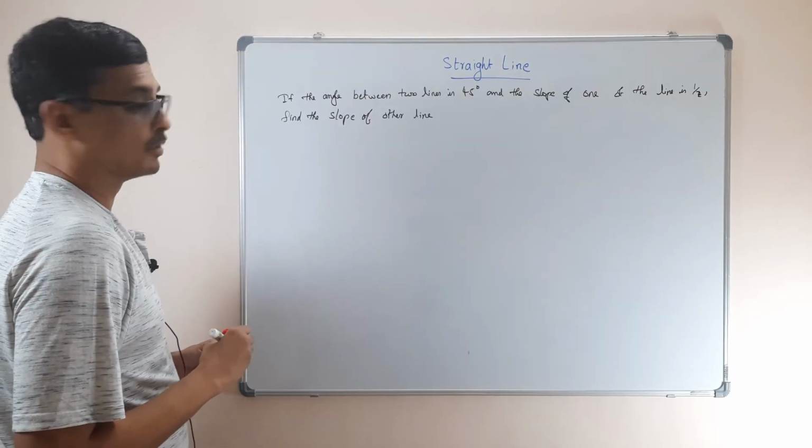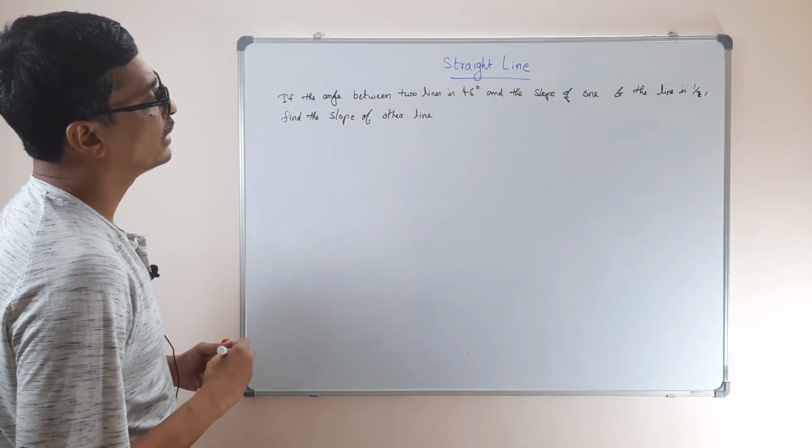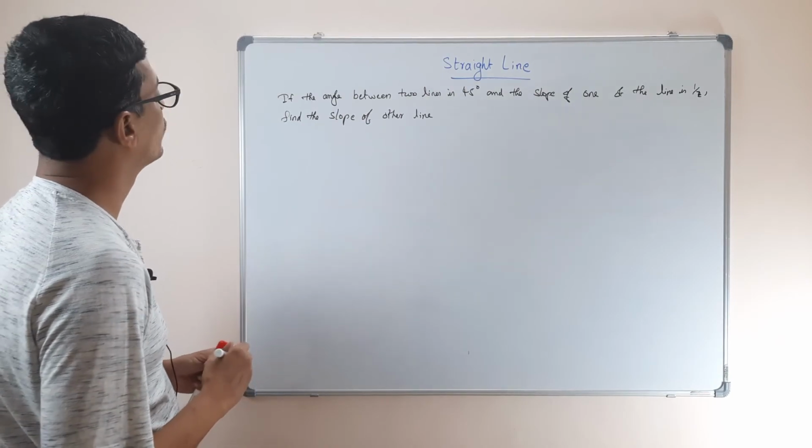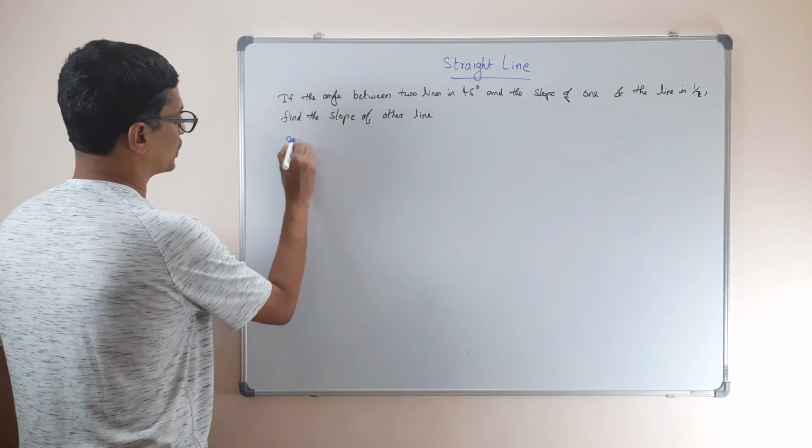Let us do this problem, okay? If the angle between two lines is 45 degree and the slope of one of the lines is half, find the slope of the other line. So let us do the solution.